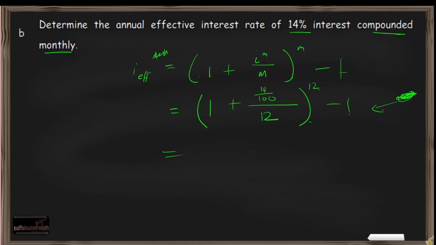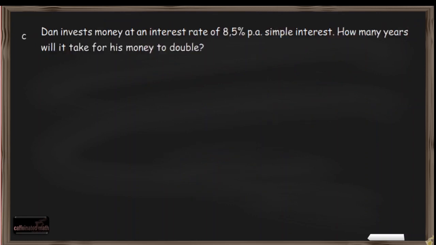Okay, in any case, your answer should be 0,115718 and so on, which will round as an interest rate to 11,57%, rounded off to 2 decimal places. That's what I wanted to say. In any case, let's go to Dan.